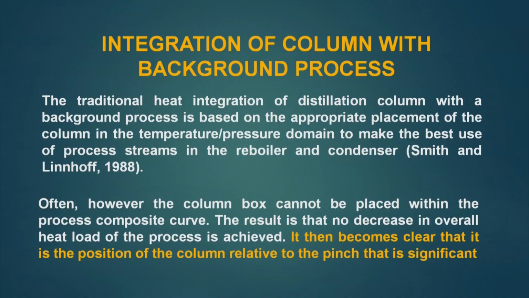Depending upon these two temperature levels, one level in which the reboiler is working, the other level where the condenser is working, will decide where the placement of this distillation column can be done. Often, however, the column box cannot be placed within the process composite curve. The result is that no decrease in overall heat load of the process is achieved. If you cannot place it within the composite curve, then it is not going to decrease the utilities.